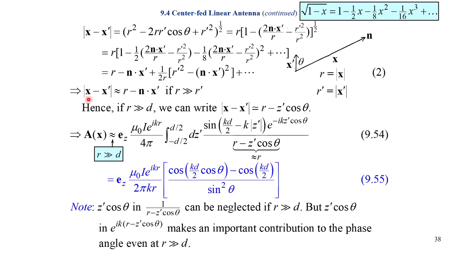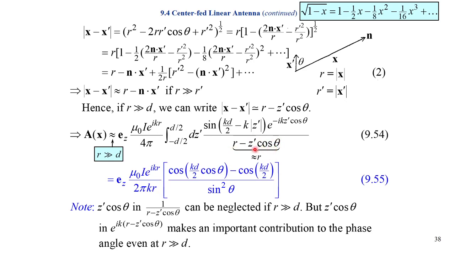So actually, to the first order, we can write the absolute value of x minus x prime as approximately equal to R minus n dot x prime, if the observer is much farther than the source. That is the case here. Hence, when R is much larger than d, this is approximately R minus z prime cosine theta. And we substitute this into the integration. We get this one, an exponential of minus ikz prime cosine theta, and here R minus z prime cosine theta.